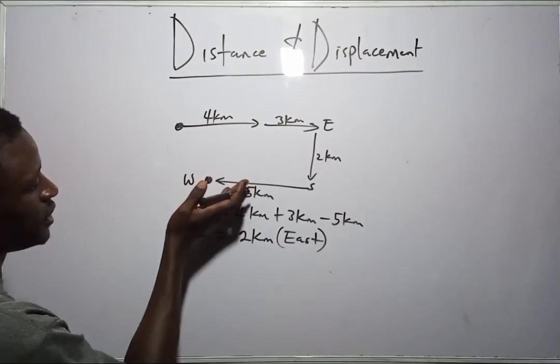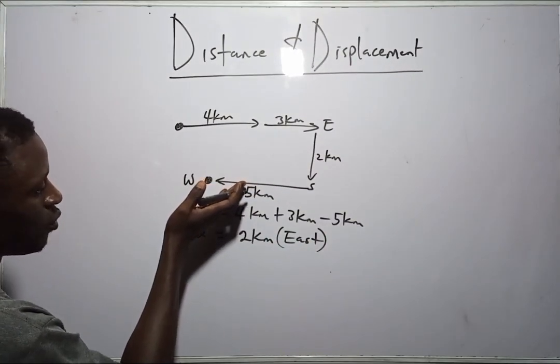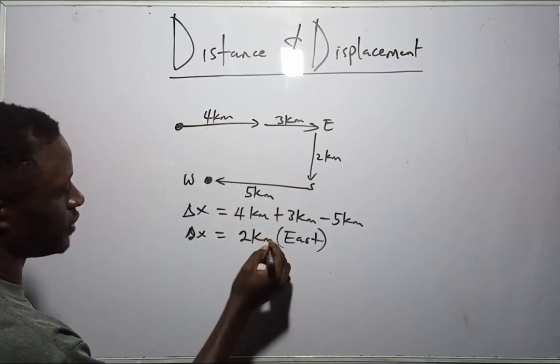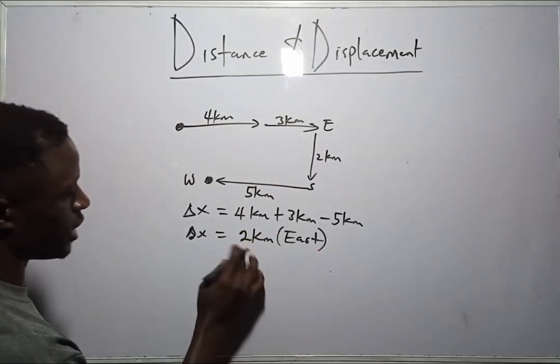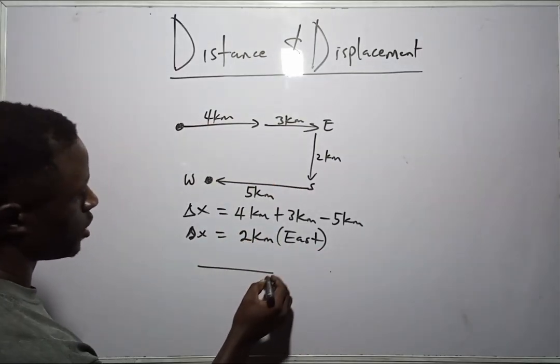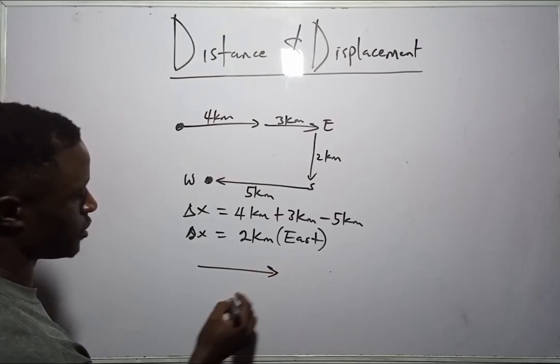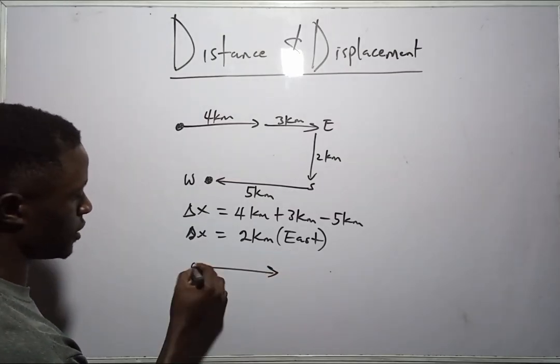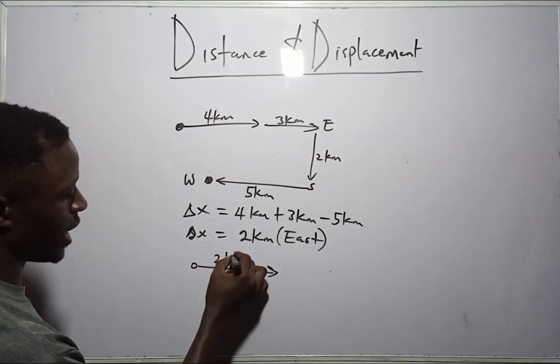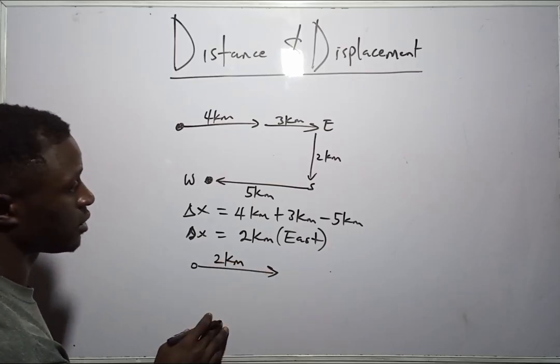So I've resolved this one and these two. I've resolved it into one. So if I want to redraw now, because it's going towards east, I can simply draw an arrow pointing towards east. This is the starting point. Then I will write 2 kilometers.